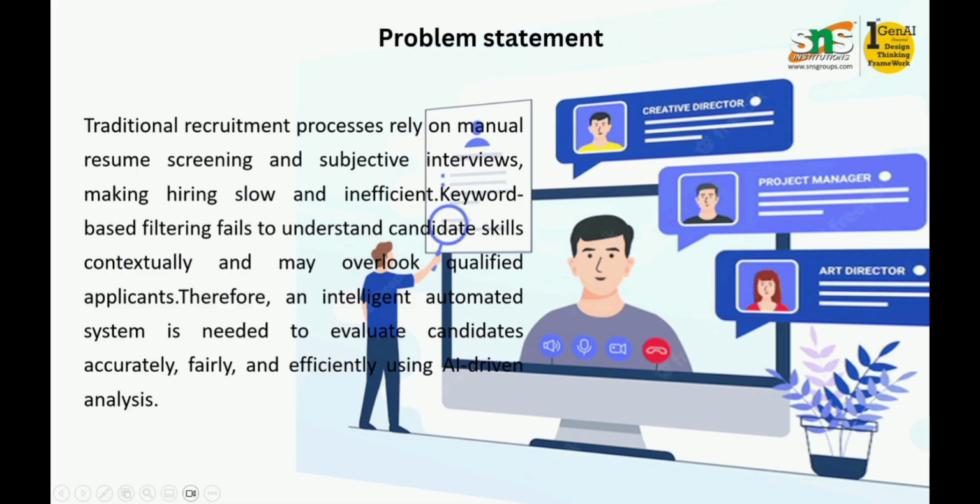Manual review requires recruiters to review a large volume of applications, which increases their workload and leads to inconsistent candidate shortlisting. Keyword-based filtering systems fail to understand the contextual meaning of skills and experience, often rejecting suitable candidates while selecting less relevant ones.